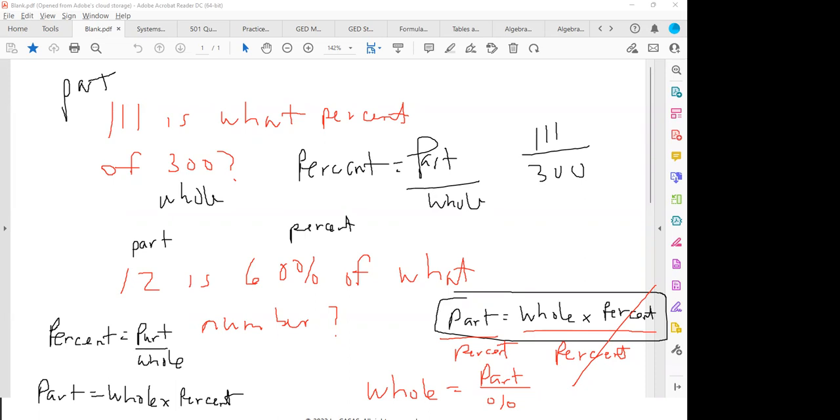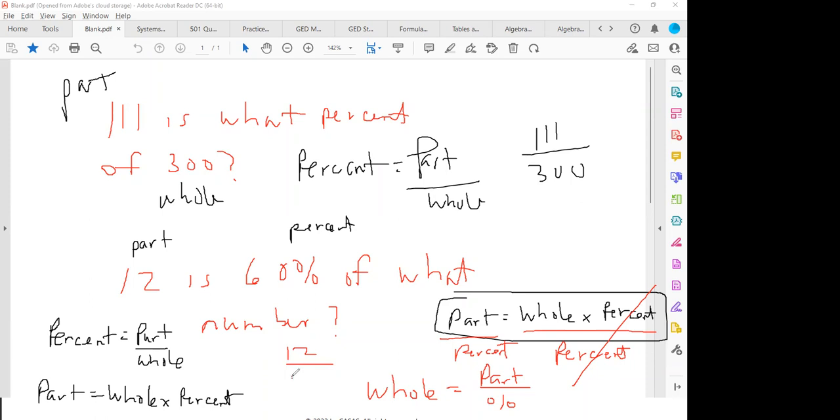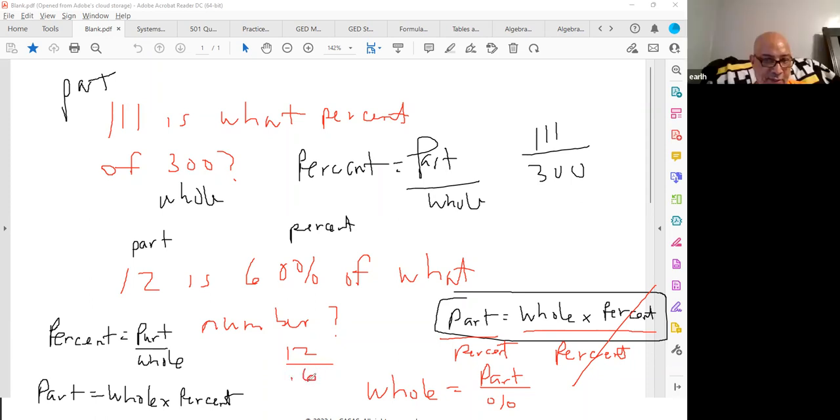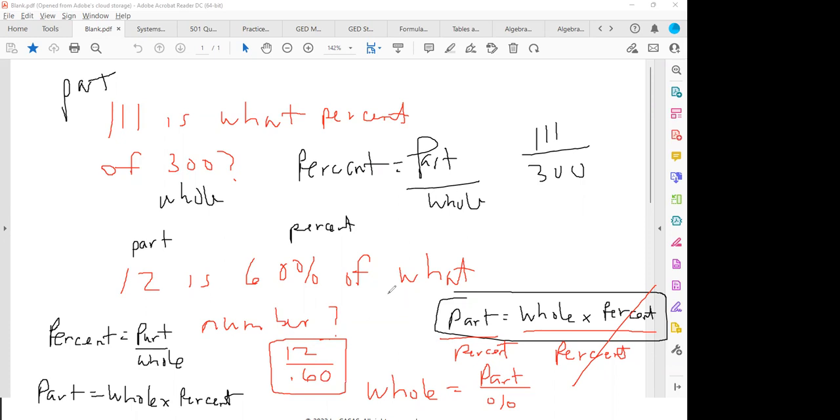So again, what do they want to know? I want to know the whole. So I take my calculator and let somebody do it for me. My part is 12. And what is 60% as a decimal? 0.60. So I need somebody to put that in the calculator for me because I got too much on the screen. Can somebody put 12 divided by 0.6 and tell me what that answer is? It's 20. So the answer is 20.